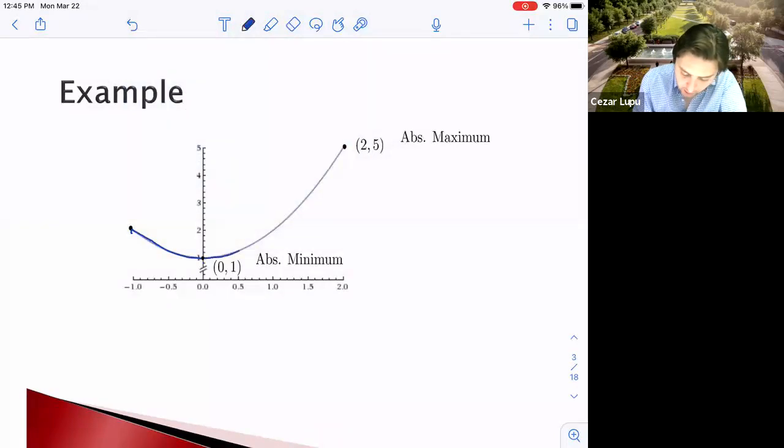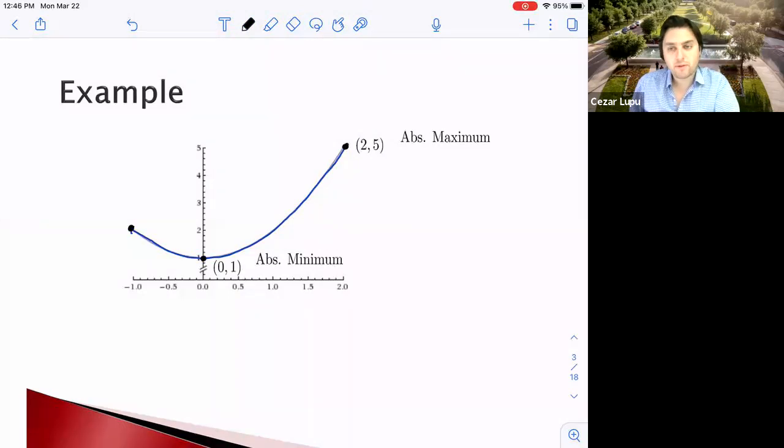It goes through 1, and it goes up all the way to this point. These are the 2 points: this is the point of coordinates 2, 5, this is the point of coordinates 0, 1, and this is another point of coordinates -1, 2, something like this. The graph of this function also includes these points. Keep that in mind.